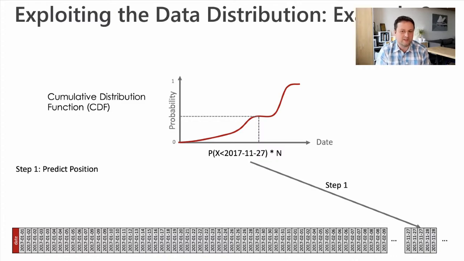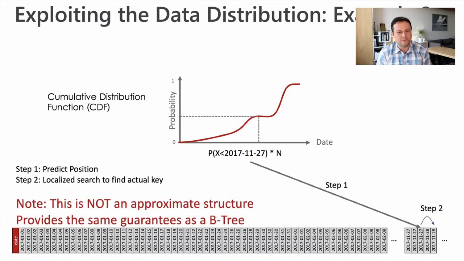Essentially, if you have any key we want to look up, we calculate the probability mass below this particular key and multiply it with the total number of keys we have, which gives us a predicted offset. And then again, we use the same idea of using some localized search to actually find the key. And so that's the core idea behind it.